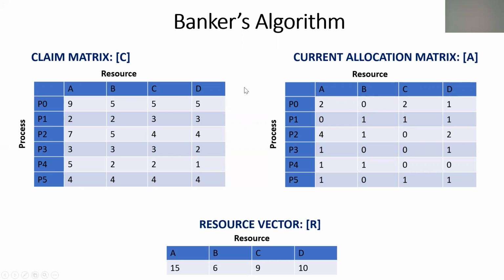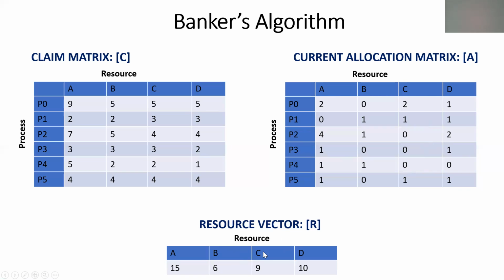The first is a claim matrix, which shows the maximum requirement of each process for each resource. So in this matrix, we can see that process 0, for example, needs 9 instances of resource A, 5 of resource B, 5 of C, and 5 of D to run. The second matrix is a current allocation matrix, which obviously shows the current allocation of each resource to each process. So at this time, process 0 holds 2 instances of resource A, 0 of B, 2 of C, and 1 of D. And here is the resource vector, which shows the total amount of each resource in the entire system.